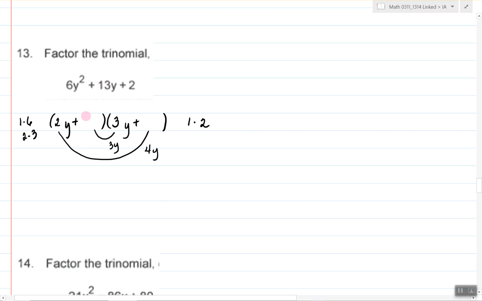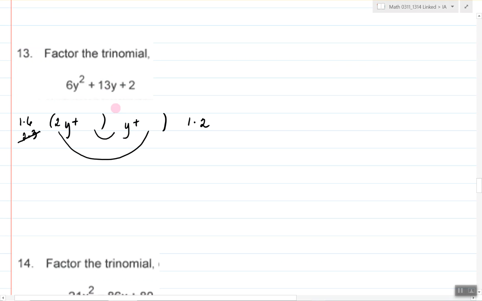So I switch it. I put the 2 here and the 1 here. This gives me an outer of 2y, an inner of 6y. Those do not add up to be 13y. So what I know is I tried 2 and 3, anchoring them and never moving them. I tried them with 1, then 2, and then 2, then 1. That didn't work.